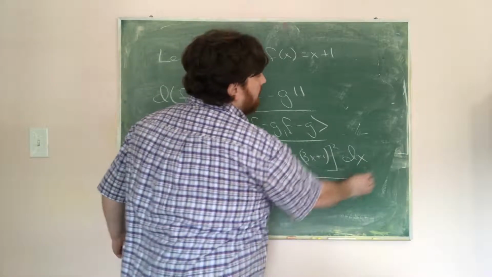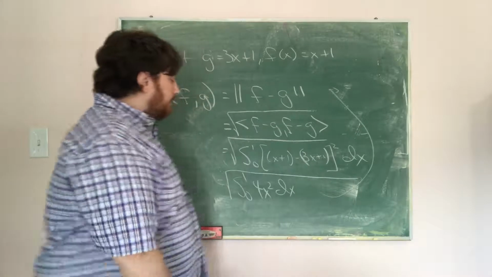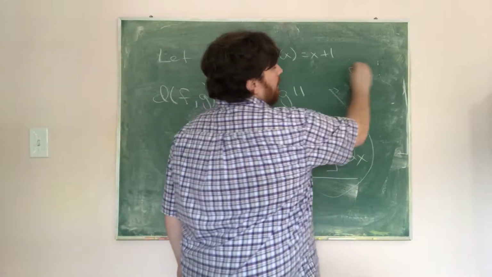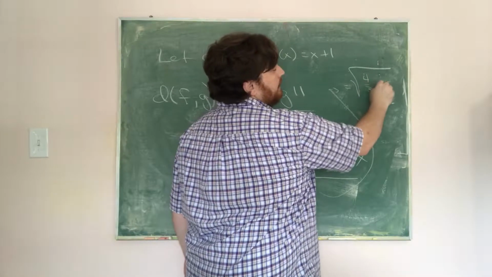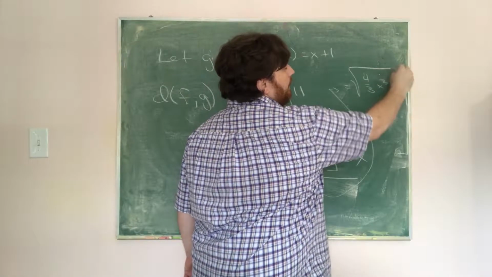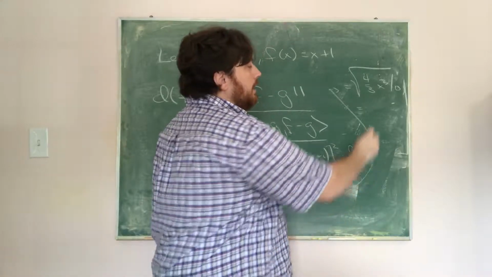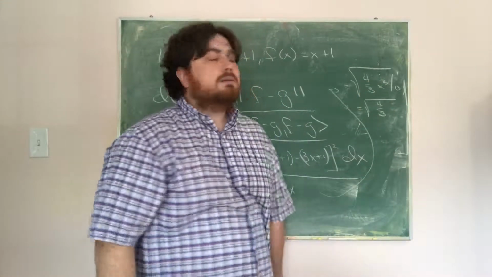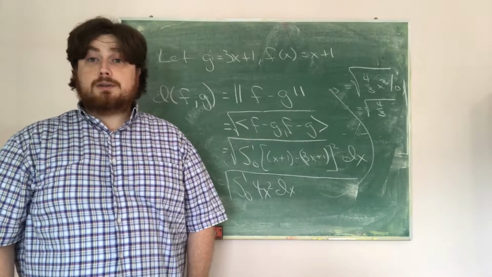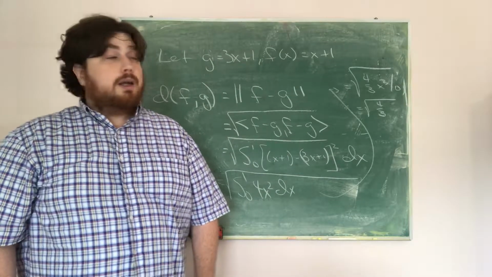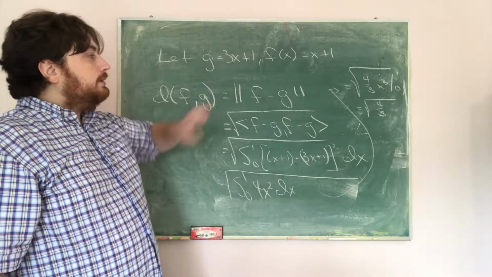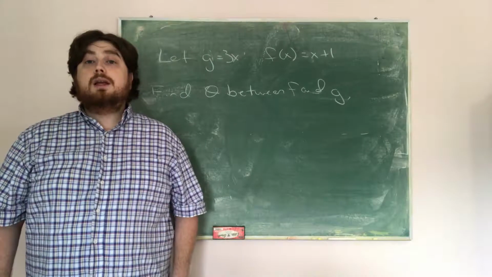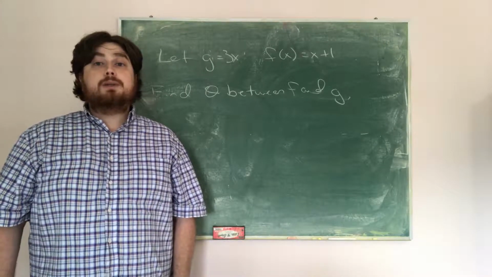So therefore, if I want to find this distance, I would integrate 4x squared, and I would get 4/3 x cubed. Evaluate from 0 to 1. So I would get the square root of 4/3. Because I plug in 1, I get 4/3 minus plugging in 0 is 0. And so what we get is that the distance between these two functions is going to be the square root of 4/3.